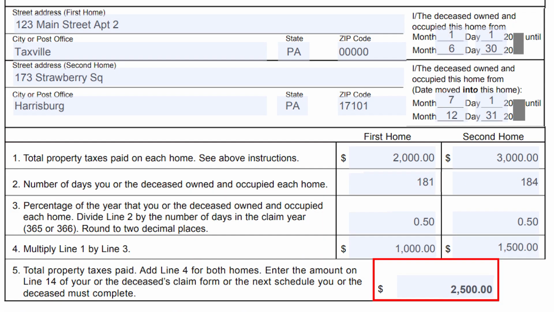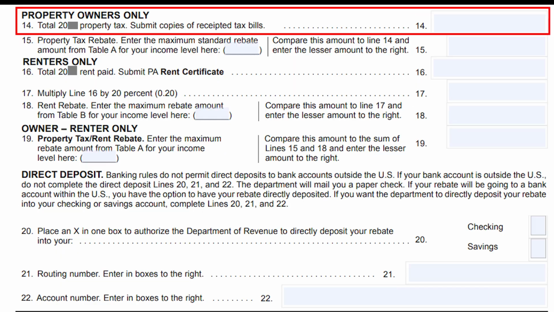Finally, add together both amounts from line 4, if there are 2 homes, and write the total on line 5. Once all lines of the PA-1000 Schedule A have been completed, you will need to list the figure from line 5 of the Schedule A on line 14 of the PA-1000 application form or the next schedule that pertains to you.